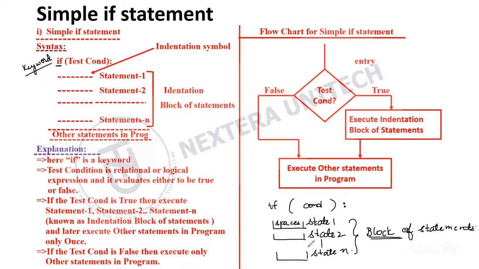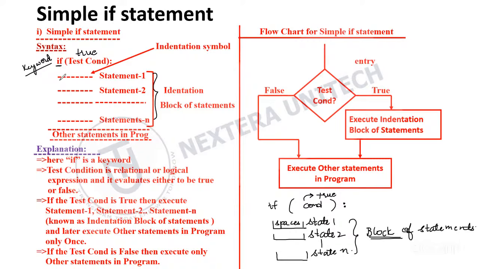These statements, statement 1, statement 2 till statement n, will run only if your if condition here is true. Only then will the compiler go into this if condition and execute this block of code. If it is false, it will not go into this control statement and it will just execute the remaining other statements. So if your condition is true, these statements will be executed, the block of statements which have the same indentation.